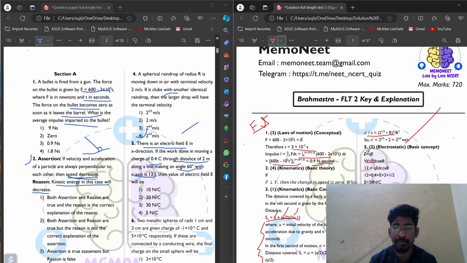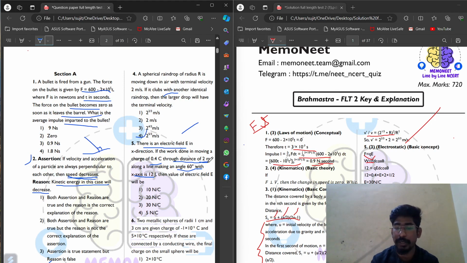The relation between force and the electric field is F equals QE, where E is the electric field, Q is the charge and F is the force acting on the charge. If a certain amount of work is done, the formula is F dot S, the dot product of force and displacement, which gives the work done. So F dot S means Fs cos theta. Here theta is 60 degree, so cos theta equals half, and the displacement is already given as 2 meter.